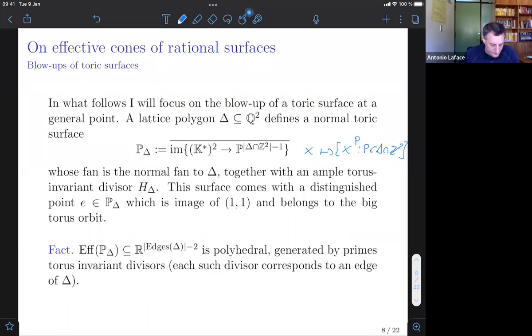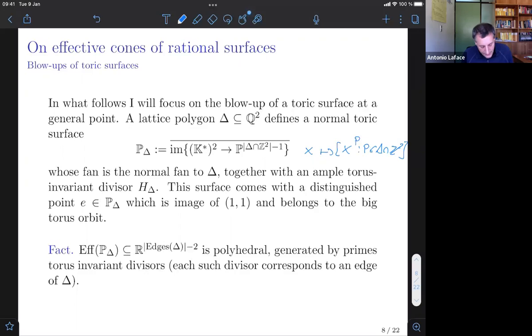Now, the fan defining this toric surface is the normal fan to Delta, and it comes with an M-fold torus invariant divisor H_Delta, which is basically linearly equivalent to a hyperplane section of this projective space. So this surface comes with a distinguished point, which is the image of the point (1,1) in the torus, and this distinguished point has rational coordinates. This is important in what follows. This is a point in the big torus orbit.